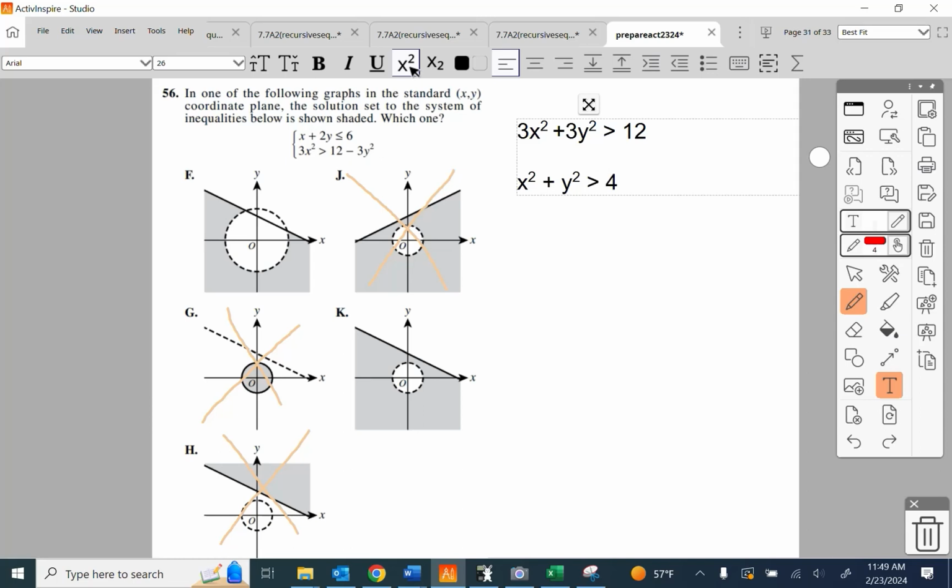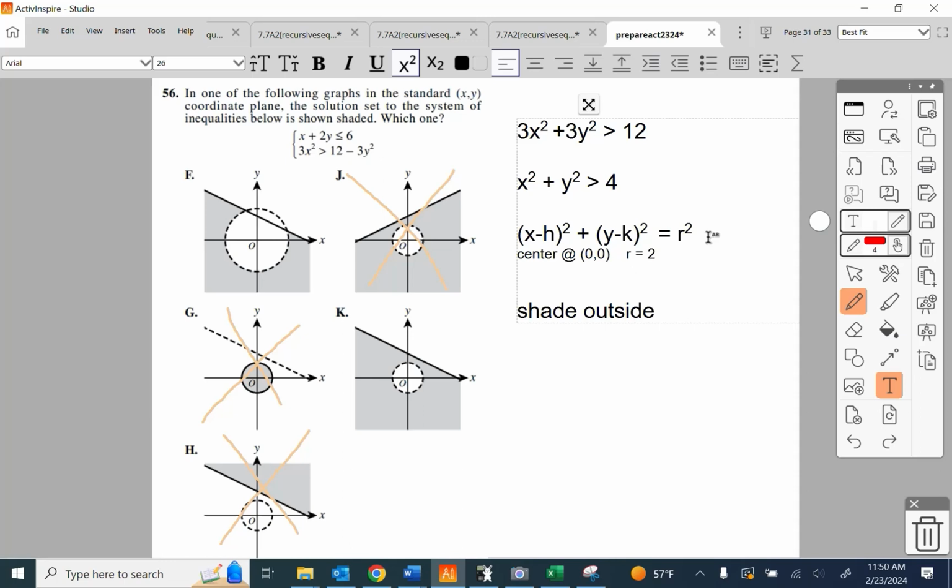The big issue here is that symbolism. You may not realize what this is, but the symbolism is saying shade outside. And the reason I say you may not realize what that is is because this is a circle. That's the form x minus h squared plus y minus k squared, and technically equal to a radius squared. The reason it's x squared and y squared is because the center is at 0, 0, and the radius would be 2. But the greater than symbol is saying shade outside of me.